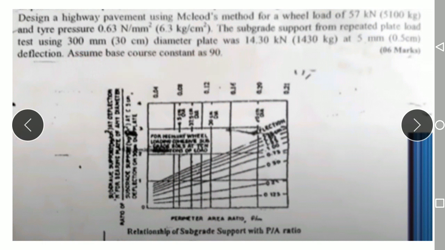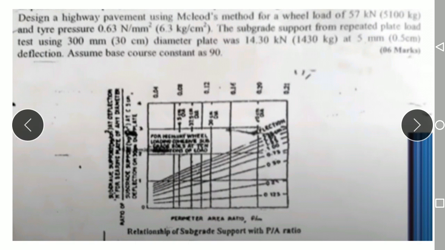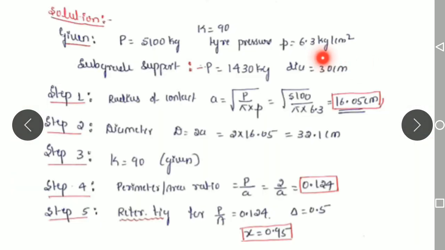So let us see how to solve this problem. With the same procedure, you have to write the given values. P is given, that is the wheel load, and the corresponding tire pressure is given, and the k value is given. That is the constant k, nothing but the base course constant k. And for the subgrade support, the values related to the plate load test are given. P, it is not a Y value, is how much load is acting on the plate. And the diameter is 30 centimeter. This value is given, and the diameter of the plate is 30 centimeter used. So the same procedure you have to follow.